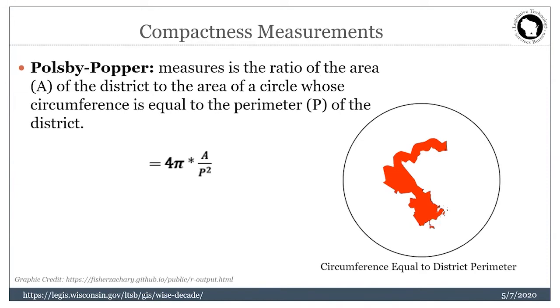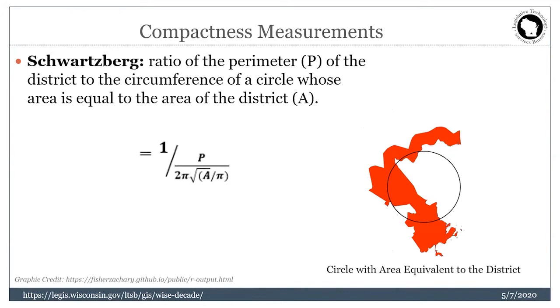So where this is measuring equal perimeters, therefore the difference between areas, this is measuring equal areas with the difference between their perimeters. So the circle there has the same area as the district, and then it measures the difference between the circle's perimeter, or its circumference, and the district's perimeter. And again, these are all ratios, so it's all between 0 and 1.